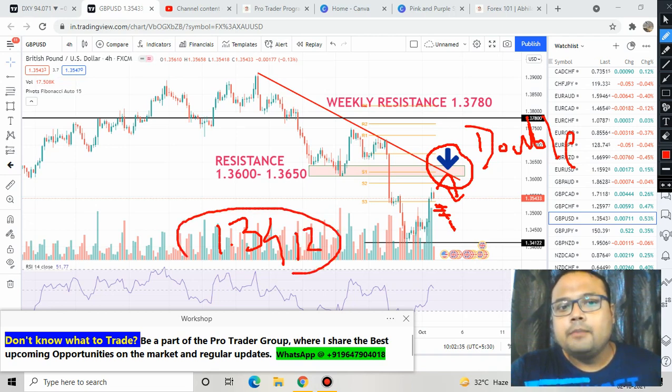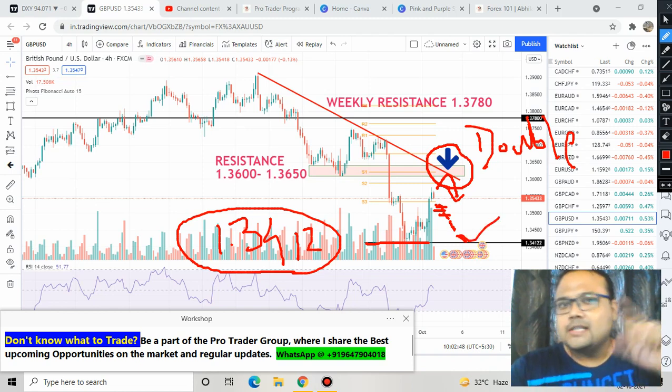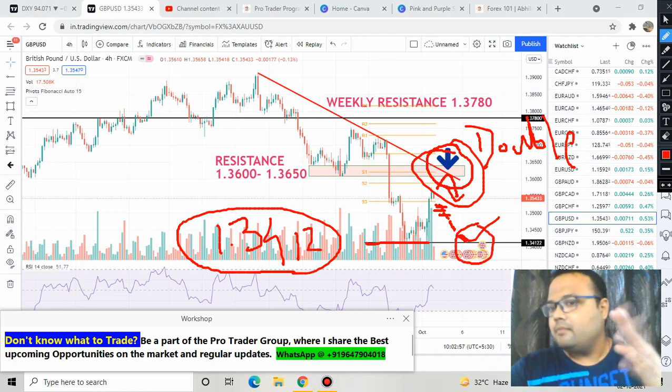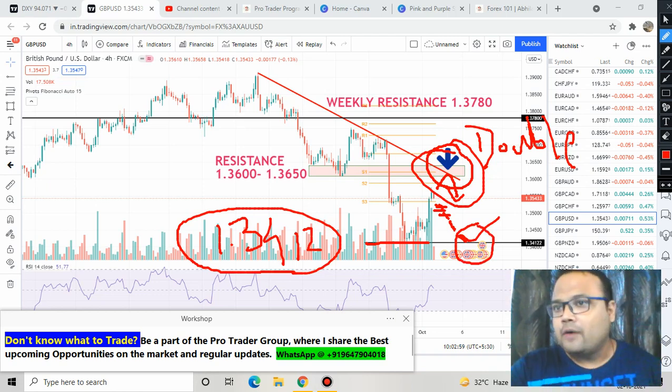1.3412 level, because this is also a very important support for the market. So once market reaches or hits this level, just observe the price. If you see that, just like the previous time, if market bounces from the support level, just click on the buy button. No need to think about anything. Clear? So short the market here and go for a buy here if market trades according to our expectation.